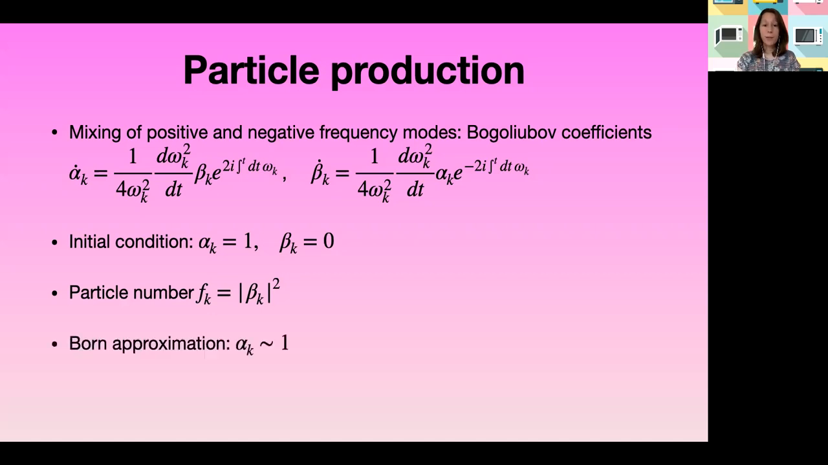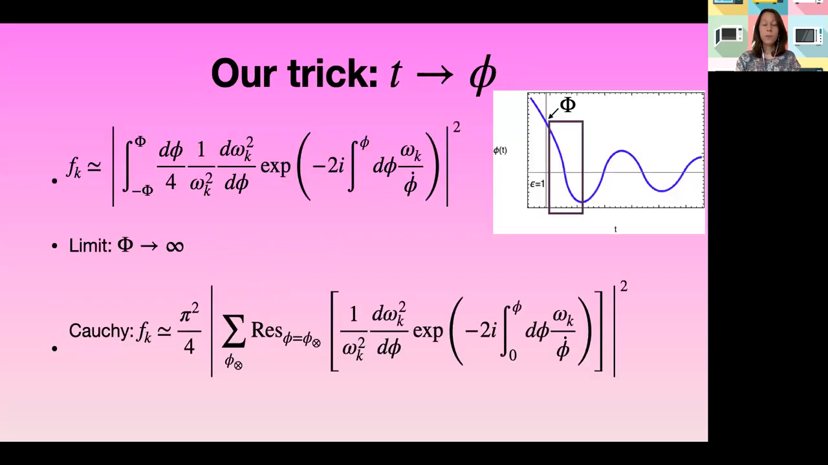Now things can be simplified a lot if you use the so-called Born approximation. This assumes that alpha equals 1 and beta is small. In this case, you can just integrate the equation for beta to obtain the particle number. We will use this in our approach, but we do a trick. Since we are only interested in this part of the evolution, we can use a change of variables and replace the integration over t by an integration over phi, the value of the inflaton field. The particle number is then given by this formula.